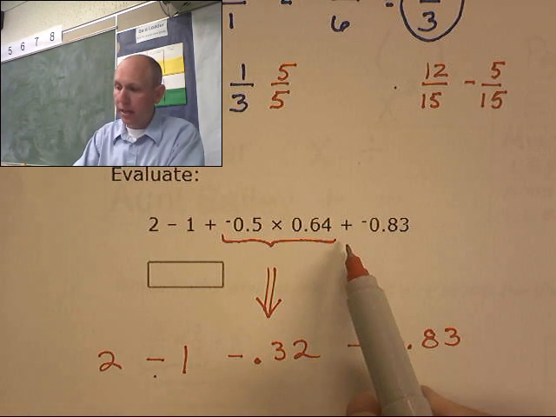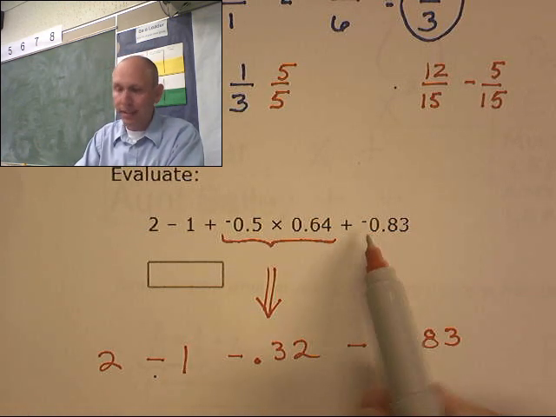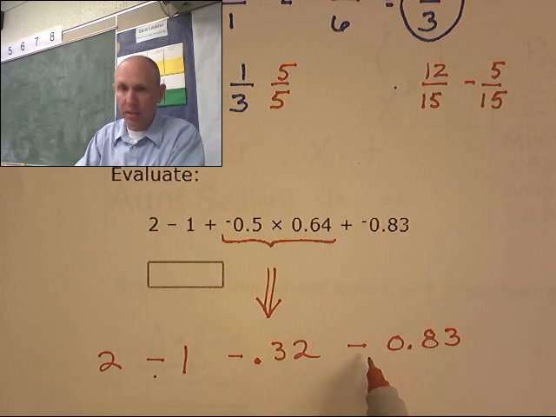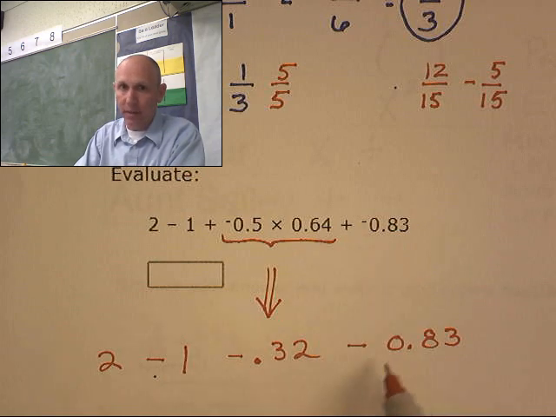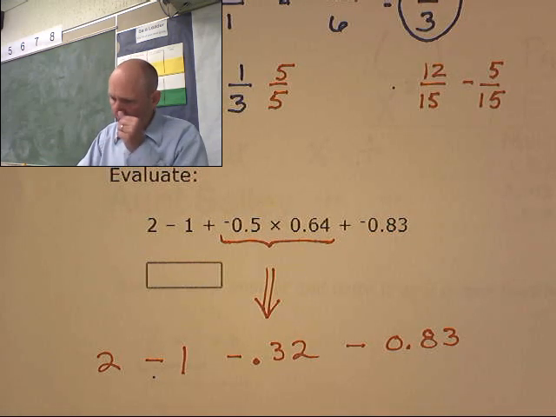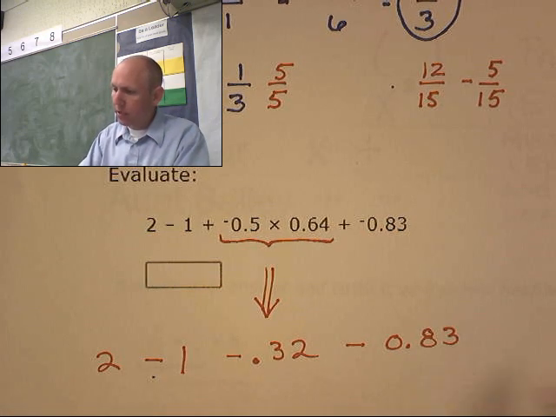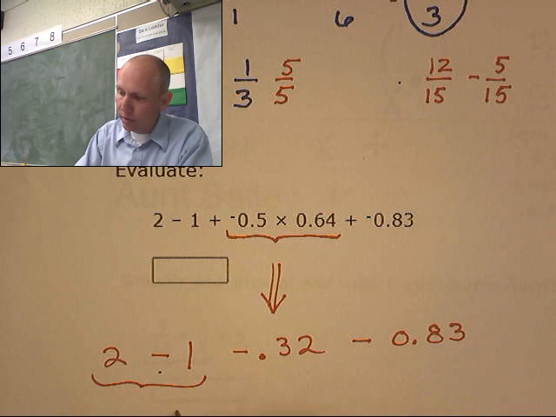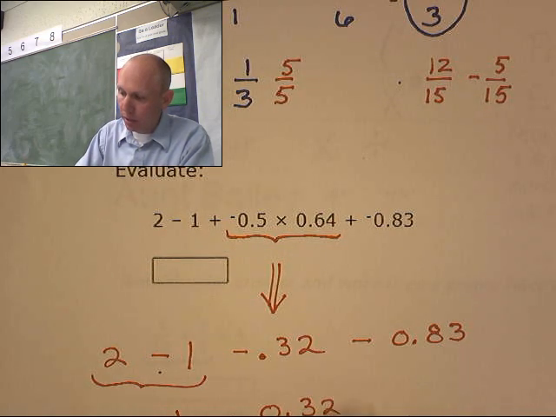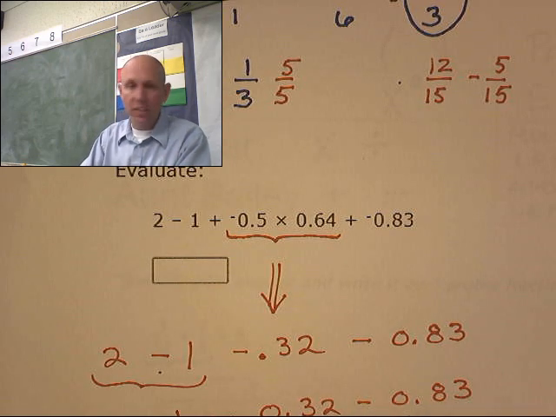Are you freaking out that I didn't bring that plus down? This is plus and negative. Isn't that the same thing as just the negative? Remember, plus and negative is, I'm adding a negative number into it. It's just a negative. Now let's do the math. I can do this left to right. I can kind of just figure it out. Let's see, what's 2 minus 1? 2 minus 1 is 1. Minus 0.32 minus 0.83.